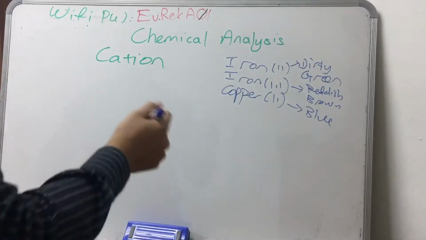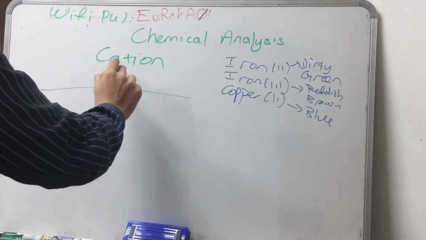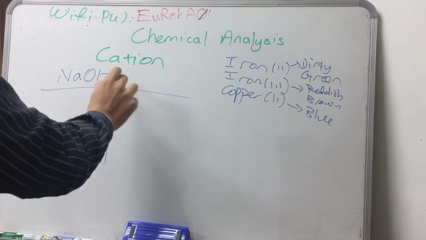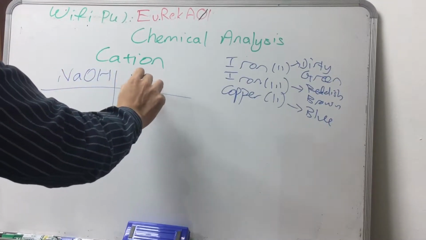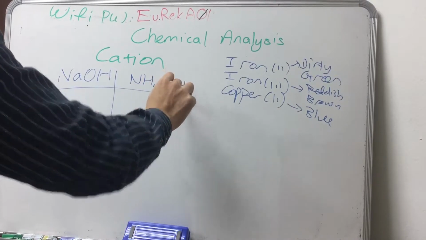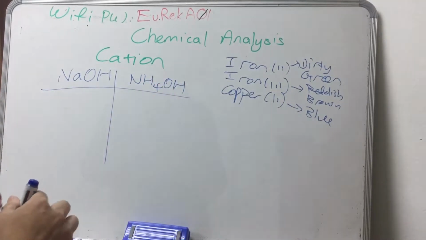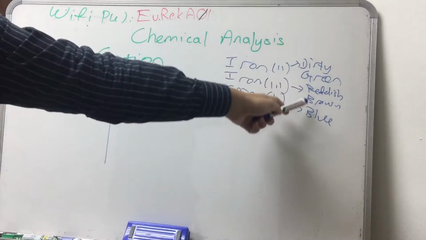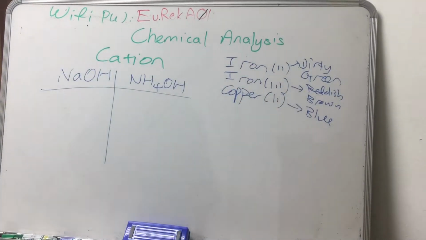For the cation test, there are two tests. First you have sodium hydroxide, next you have ammonia solution. Both of these are alkalis. Remember, these three have colors. The rest of the cations will be white.